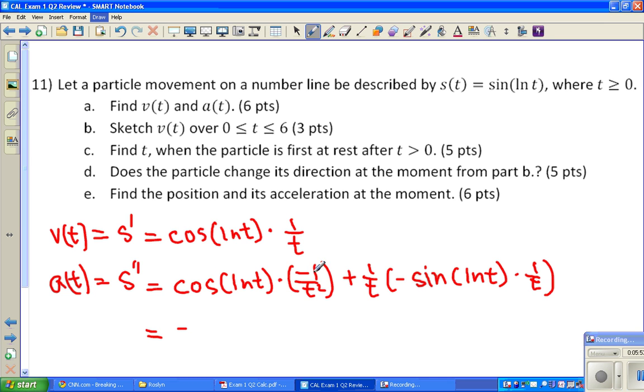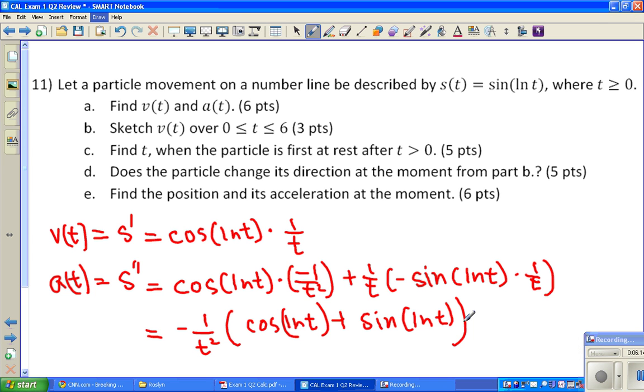Since negative 1 over t squared is common in both of them, when you factor that out, we end up getting cosine of ln of t plus sine of ln of t. Alright, that becomes our acceleration.